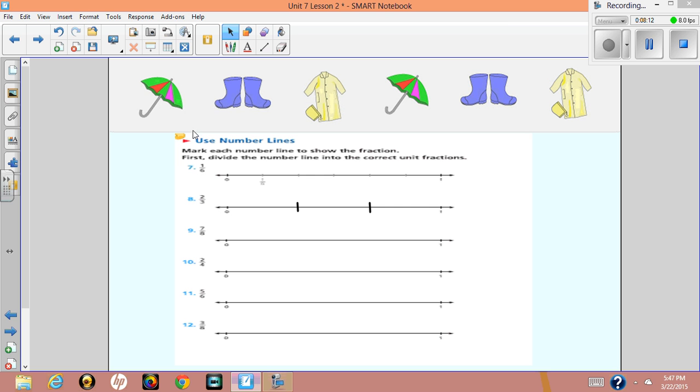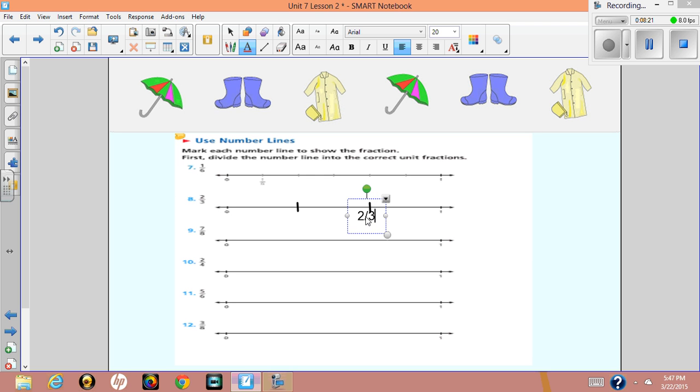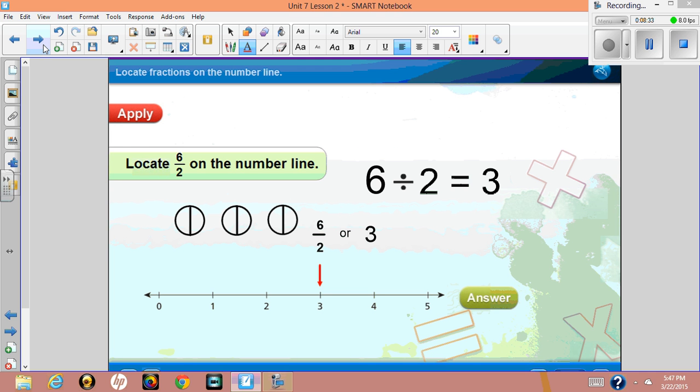Now to identify this number, we are going to put it right here. And it will be 2/3. Here it would be 1/3, 2/3, and 3/3. I hope it's starting to make a little sense to you. Now let's locate, this is an interesting one. It indicates 6, let's locate 6 halves on the number line.